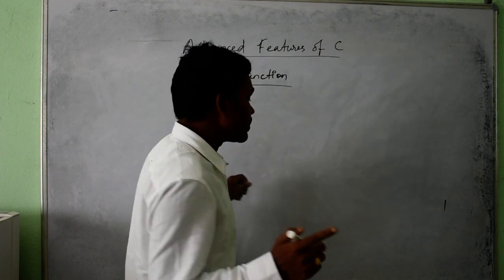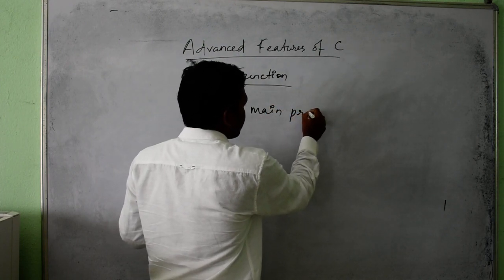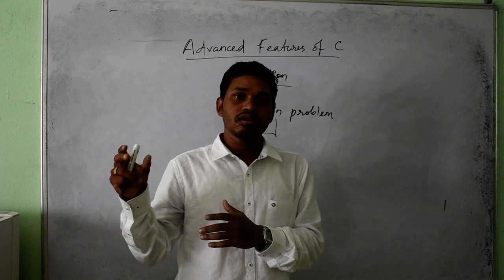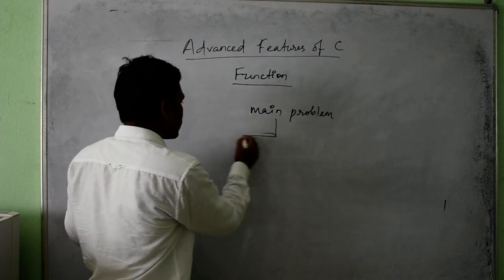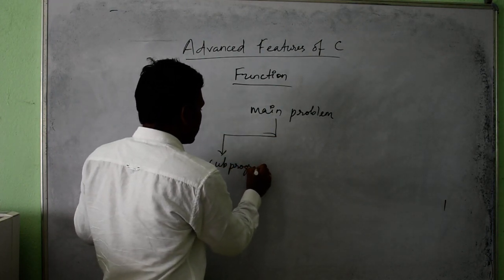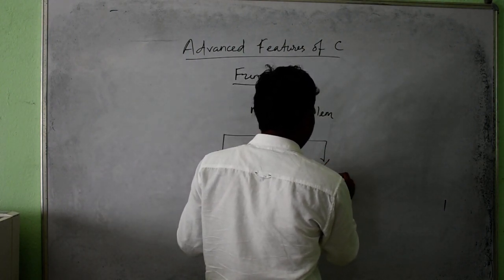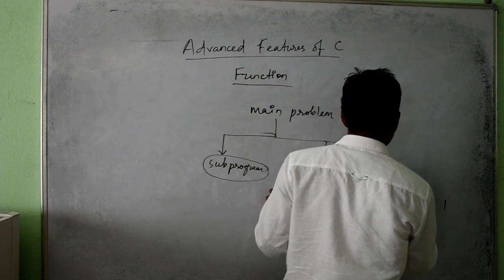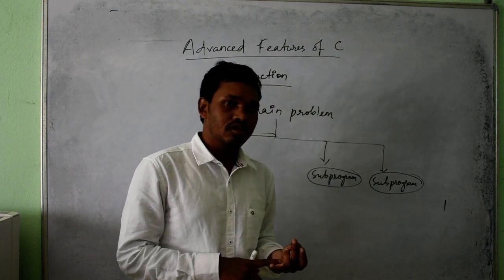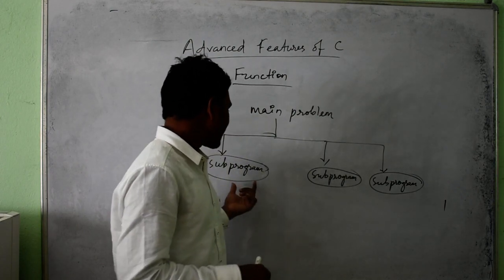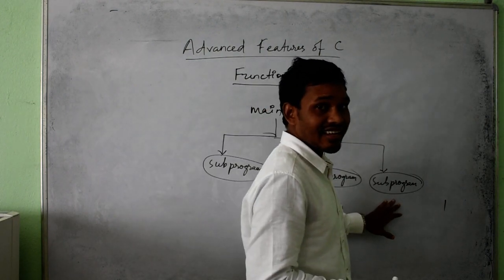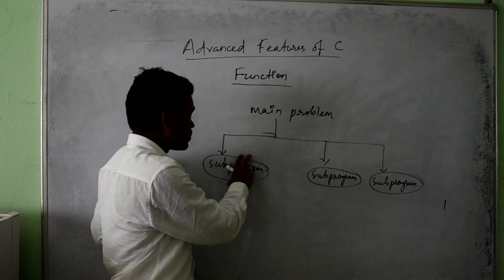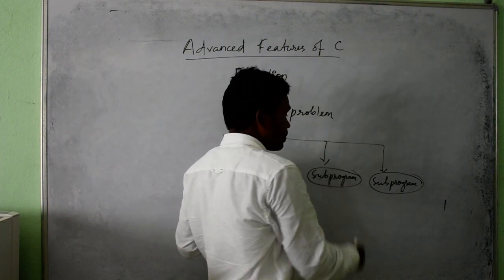Let's have an example. Suppose you have a problem. To solve that problem, I have divided it into some modules called subprograms. Instead of solving the complete program at a time, what I did is I divided it into subprograms by which I can easily solve that problem. I can design a logic for this module, this subprogram, and I can design a logic for this sub problem likewise.